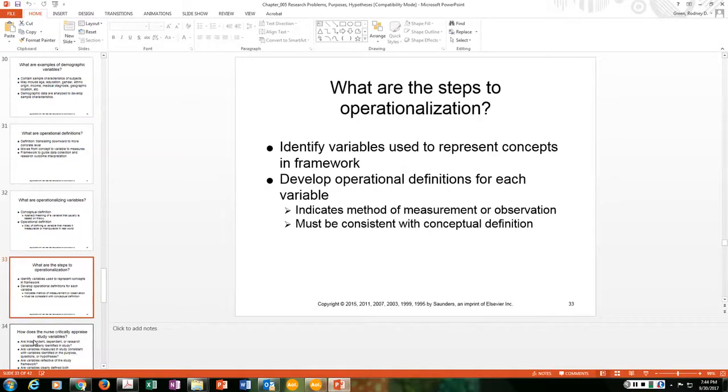So how does one operationalize terms? They identify the variables used to represent concepts in the framework. They develop operational definitions for each variable. They indicate the method of measurement or observation. And the operational definition must be consistent with the conceptual definition.